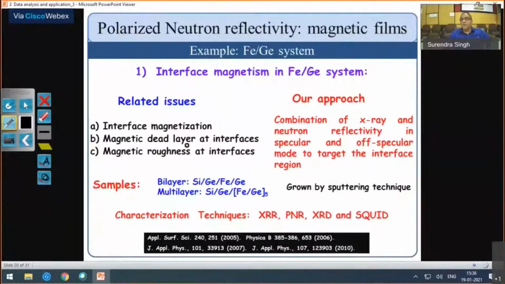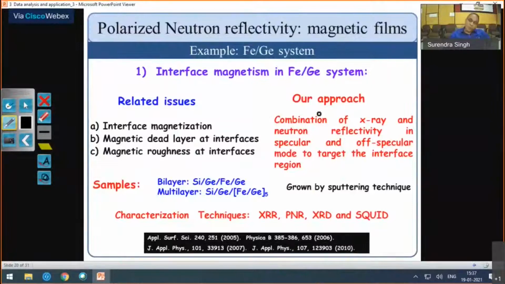So we thought, let us do polarized reflectivity in combination with other techniques and see whether we can get some solution about these phenomena, which people just imagine are the factors which may be affecting the possible application of this system. So we did X-ray and neutron reflectivity, a combination of specular reflectivity and other techniques, and characterized this whole system.